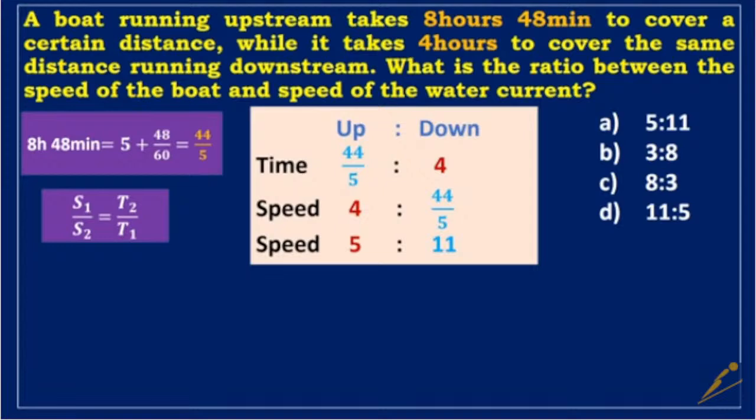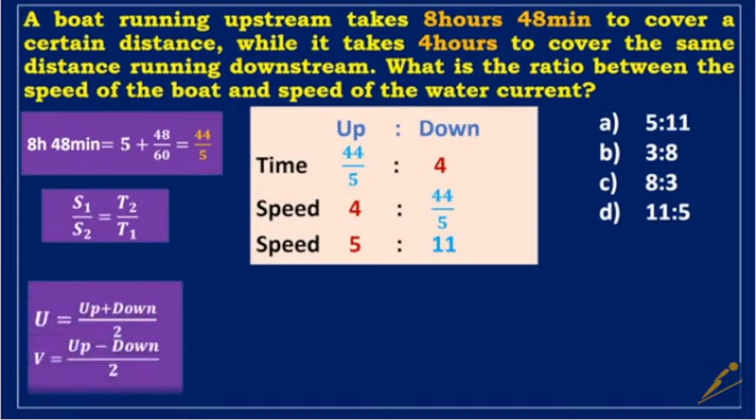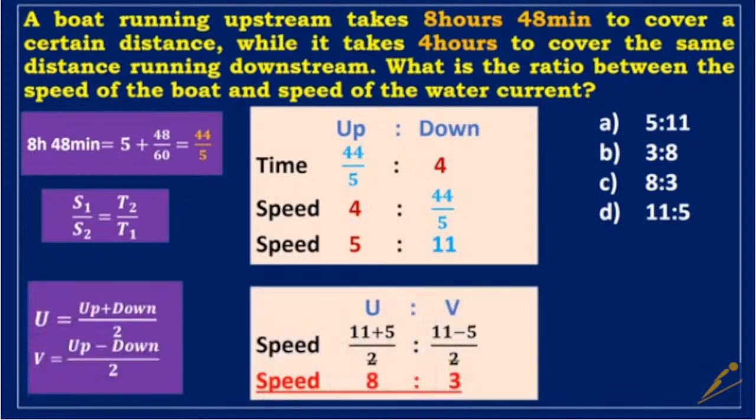By taking the average of these two speeds, we can determine the speed of the boat in still water. By taking the difference between these two speeds and dividing it by 2, we can determine the speed of the stream. The ratio between the speed of the boat and the speed of the water current is 8 to 3.